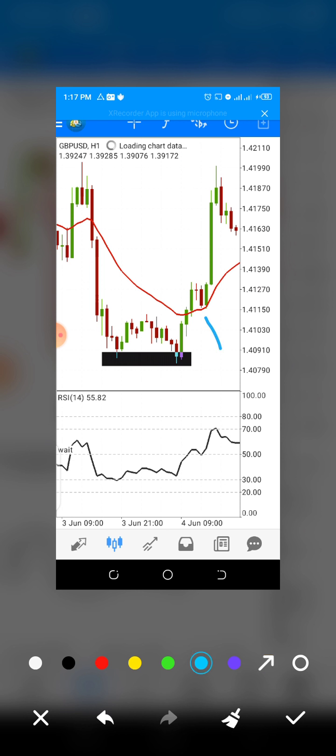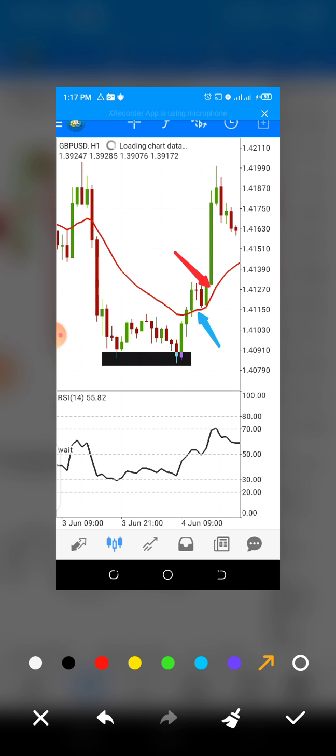The 20 moving average was broken, okay? And the price went above it. This is the price above it, okay? Now, how do you play this out?